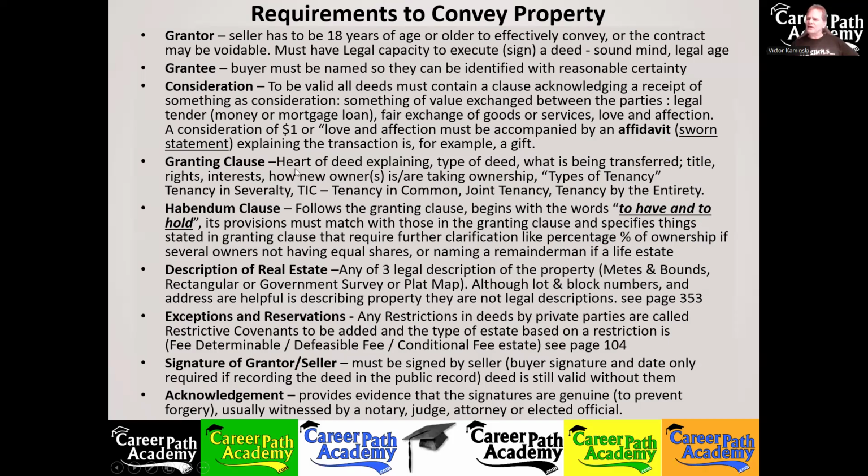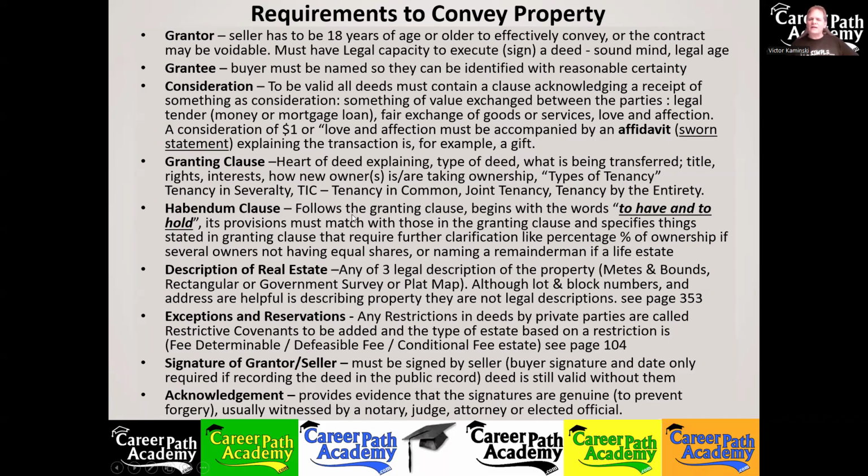The granting clause is the heart of any deed. It is the meat and potatoes of any deed. It explains what type of deed is being used, what is exactly being transferred: title, rights, interest, the partial ownership interest, and how the new owners are taking ownership. Remember, if you're taking ownership as joint tenants, you have to specify that in the deed. Otherwise, by default, you're tenants in common. So you have to specify in the deed. Where would you do that? You do that in the granting clause. So the types of tenancy, whether it's tenancy in severalty, tenancy in common, joint tenancy, or tenancy by the entirety.